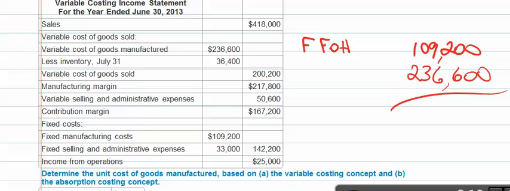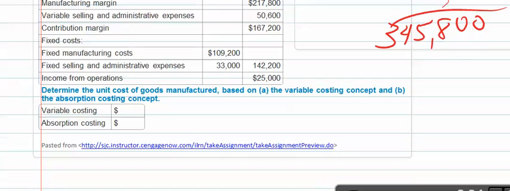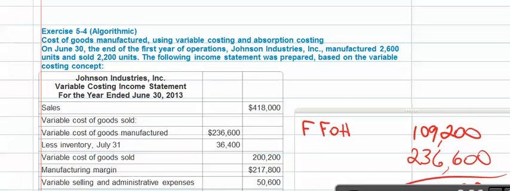So here I have my total cost. That's my total costs, variable costs and the fixed overhead costs. Add those together. So that's $345,800. That's my total cost for absorption purposes. And does it say how many units here? Oh, up here. It says June 30th, the first year of operations, Johnson Industry manufactured 2,600 units and sold 2,200.